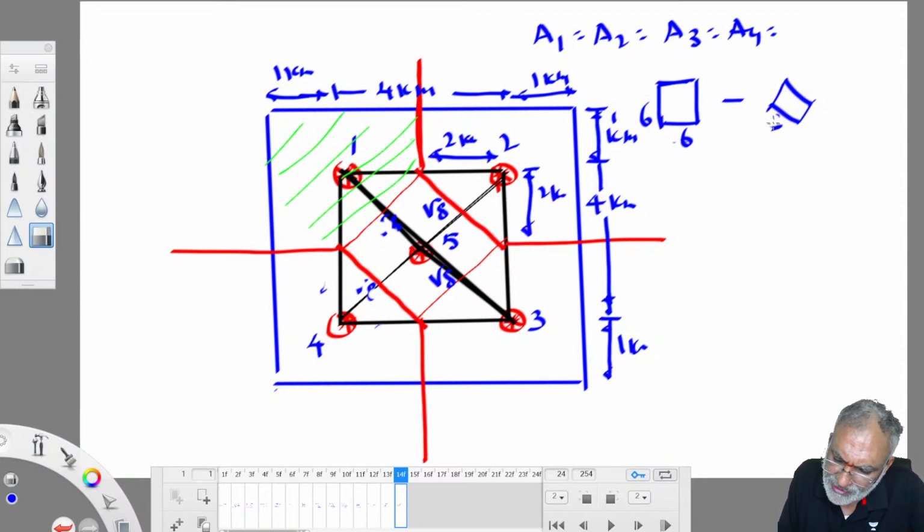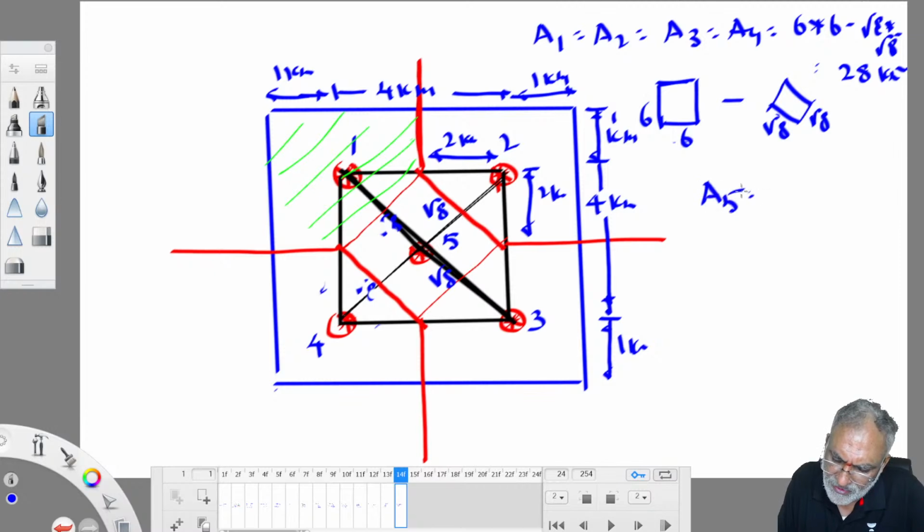So 6 into 6 minus root 8 into root 8. A1, A2, A3, A4 are equal to this much: 36 minus 8, divided by 4. A5 is the diagonal area that will go to the central station. The diagonal is root 8 into root 8, which is 8 kilometers square. That's all. Then we can work it out.